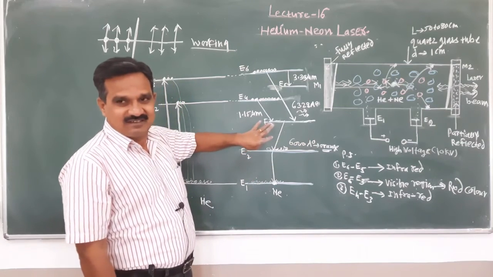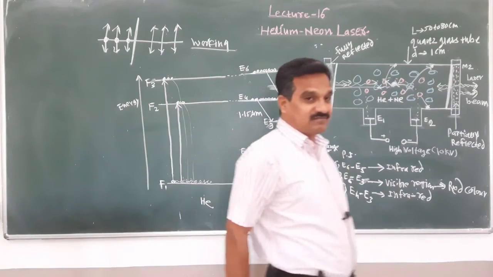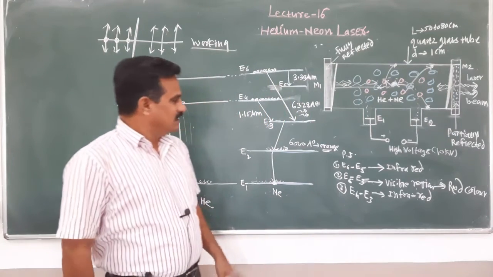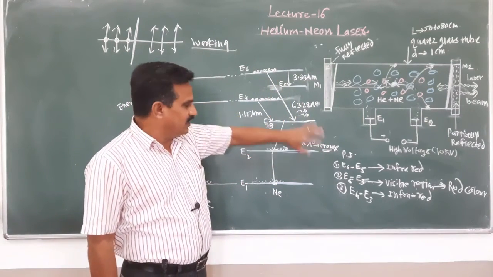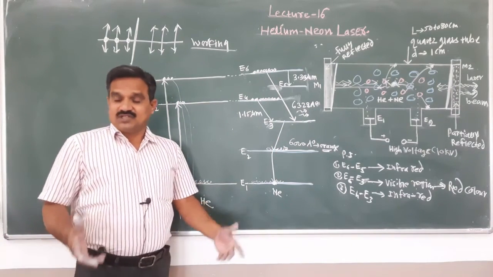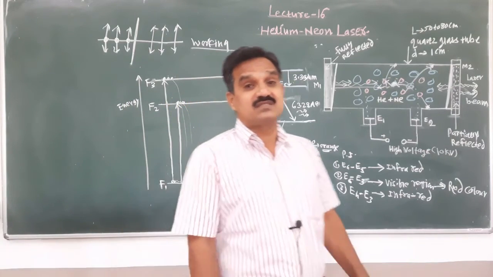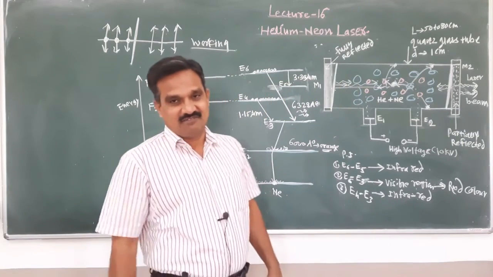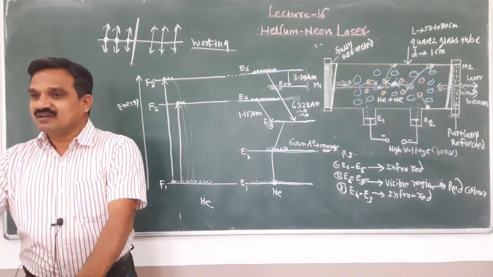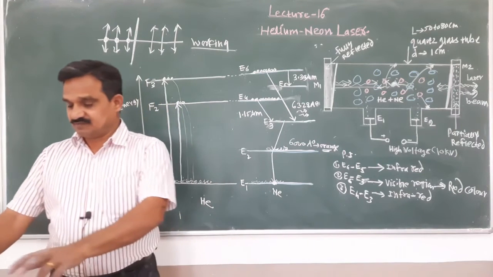And they are filtered and we get only one color of light, because laser is monochromatic, coherent, directional and highly intense. By the filter technique we can filter this color and we get only one color, that is the red color. What is the advantage? It emits radiation in the visible region. This is the first advantage, mostly red color. Second, high stability, low cost, and it is operated over a high temperature.